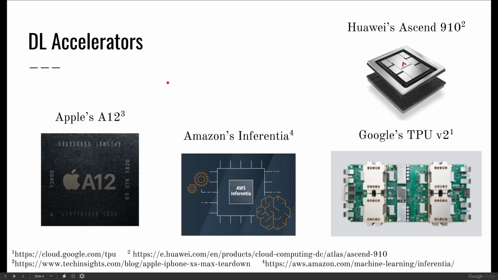The DaVinci architecture mentioned in the title is an architecture for deep learning accelerators from Huawei. Here I just have a few examples of chips for AI, and here is the one that I'll be using, Huawei's Ascend 910. This is a chip that is based on the DaVinci architecture.